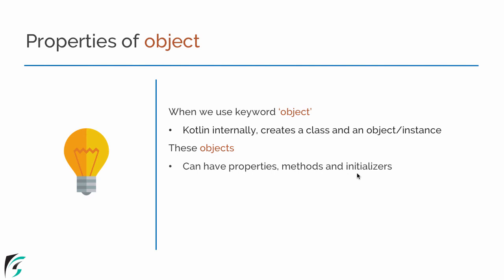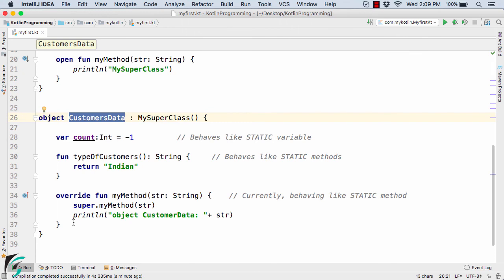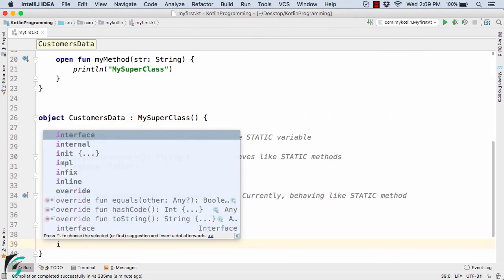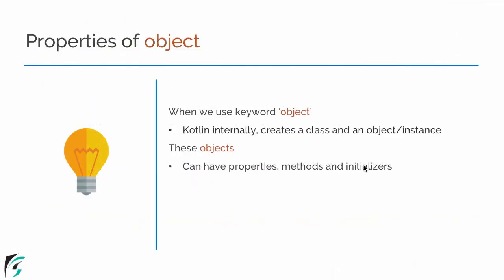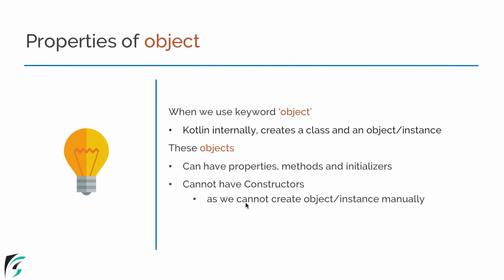Now one thing I forgot to show you, that inside the CustomersData object, we can also use the init block like this, and you can initialize whatever you want inside the init block, right? Like this. So we can have initializers in case of object. And next, we cannot have constructors inside the object, as it makes sense because we do not have any right to create any instance manually. And the object can also have its superclass like we saw in this video. That is, it simply supports inheritance. Fine. So this was all about the object in Kotlin.